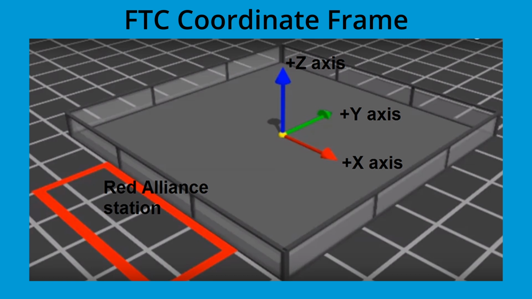FTC has a specific absolute coordinate frame that is used throughout the SDK. When standing in the red driver station, positive X is to your right, positive Y is away from you, and positive Z is up. The origin of the field, 0, 0, is in the center of the field.